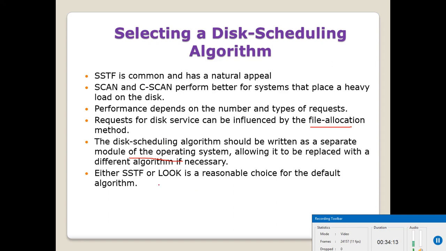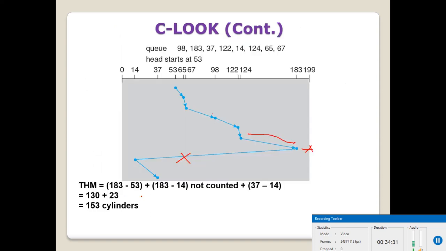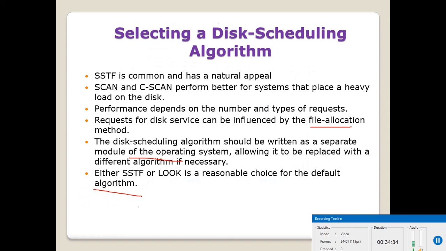Either SSTF or look is a reasonable choice as a default algorithm. Look scheduling, the one that we have discussed, or SSTF is a reasonable choice. Neither first come first serve, nor scan, nor C-scan are the desired choices. So these are the most appealing algorithms.